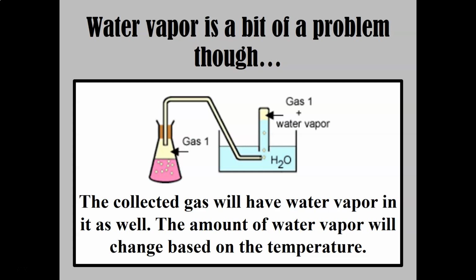The amount of water vapor will change based on what temperature you're at. If you're at a low temperature, you won't have as much water vapor. If you're at a really high temperature, you're going to have a lot more water vapor to deal with. The question is, how do you know how much water vapor? And that's going to be from just looking at a chart, okay?